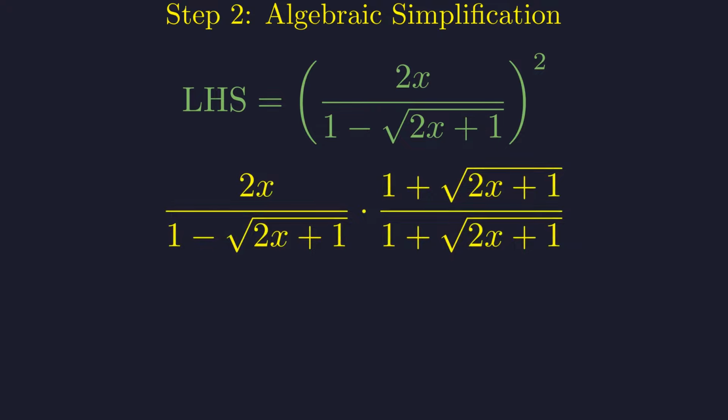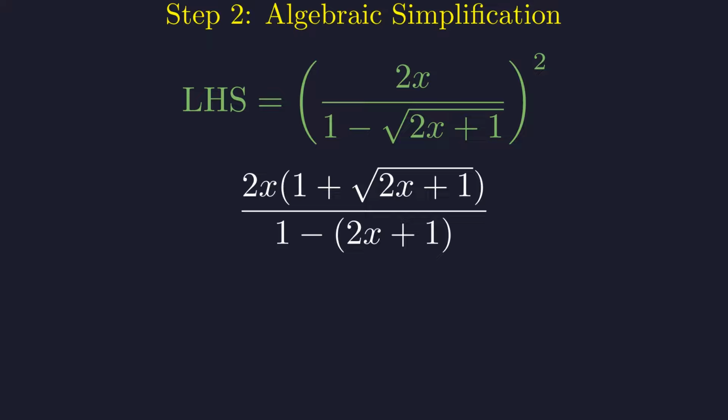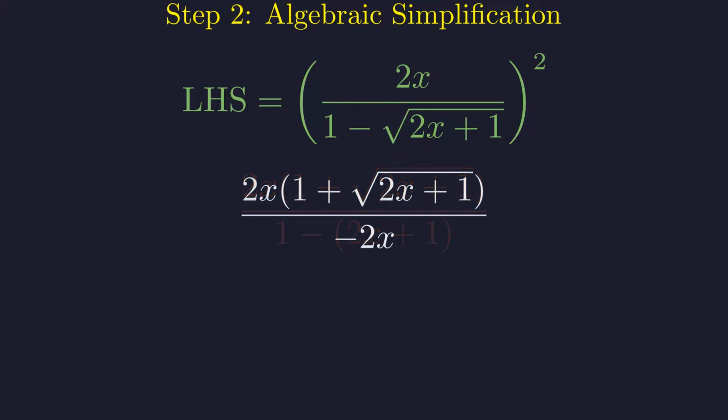And now watch what happens in the denominator. We get a difference of squares pattern. A minus b times a plus b equals a squared minus b squared. So our denominator becomes 1 squared minus the square root quantity squared, which just gives us 1 minus whatever was under the radical. Distributing that negative sign, we get 1 minus 2x minus 1. Those ones cancel out perfectly, leaving us with just negative 2x in the denominator.